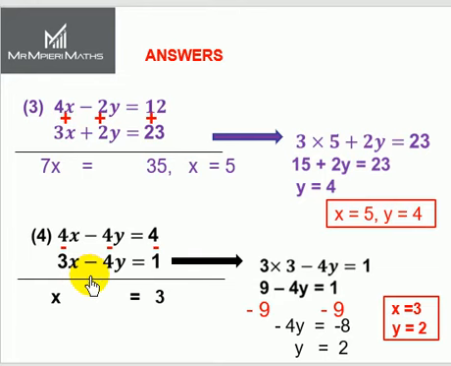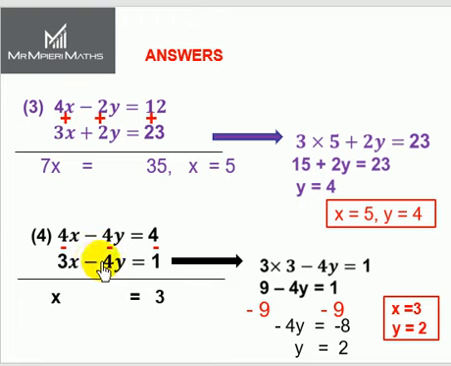The last equation, here the coefficients of x are not the same, but the coefficients of y are the same. The signs are the same, minus 4y, minus 4y. When the signs are the same, you must minus. So here, 4x minus 3x gives you 1x, or x, and the minus 4y vanished. 4 minus 1 gives you 3. x is 3 here.